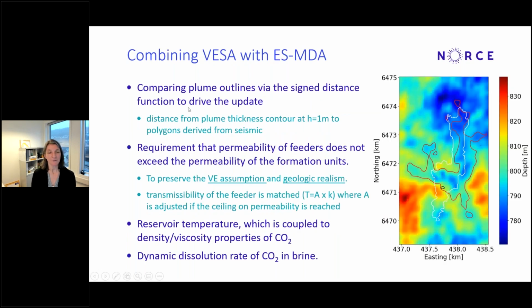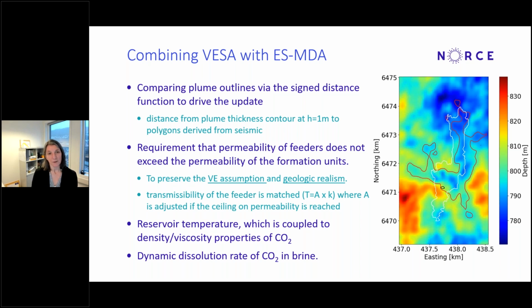Okay, so combining ESMDA with this ensemble-based method, we have to make a couple of decisions. And this, again, is the feasibility study of what the decisions are and what they lead to. So first is what we compare. What we've decided is to compare the plume outlines via what's called the signed distance function that drives the updating in the iterations. And this is essentially the distance from the plume thickness, which is what the VE simulator gives you, the contour at 1 meter, compared to the seismic, the polygons derived from the seismic. We don't add in any other uncertainty in the actual observed data. We take the observed data as true.